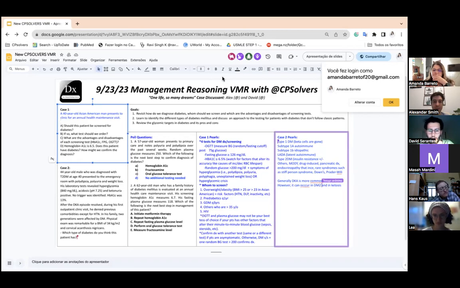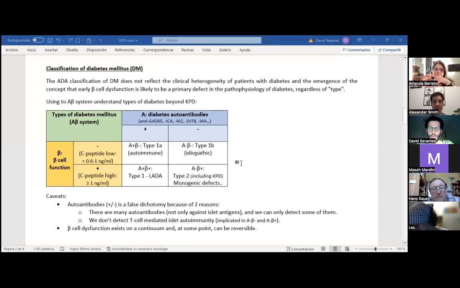So I'm sharing my screen for a moment to show you a different way to classify diabetes. Can you see that?